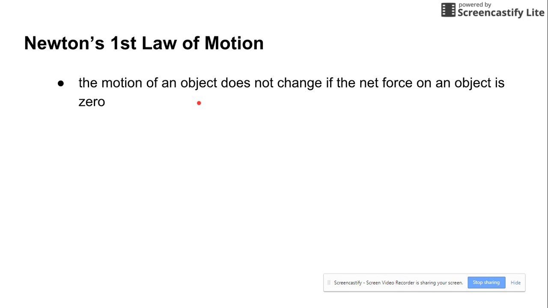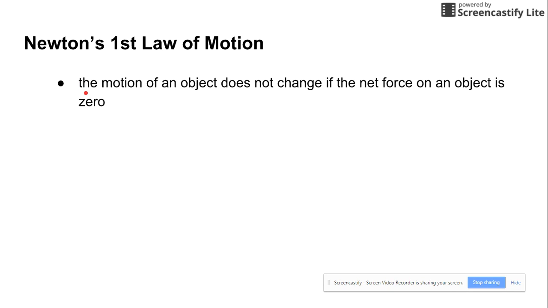Okay, Newton's first law of motion. We are going to talk about 3 of these. I'm going to go over the first one right now, okay? We are going to have to memorize each of these, so I want you guys to try to pay attention, and we'll do some more activities on this.